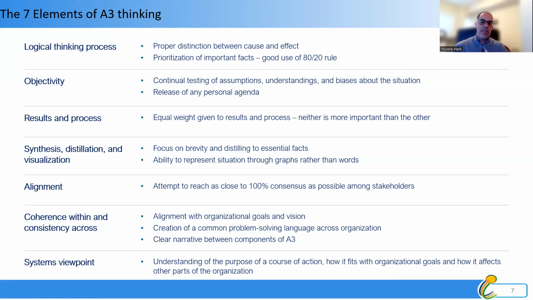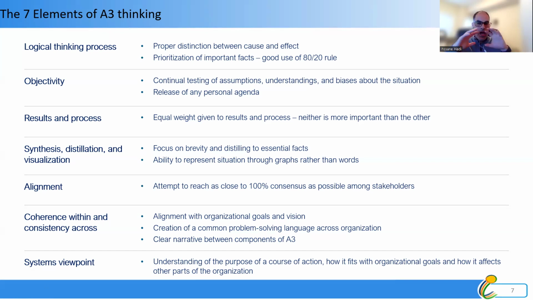The seventh and final element is synthesized viewpoint. Understanding how a course of action aligns with the organizational goal and its impact on other parts of the organization is crucial for effective decision making. So we need to make sure that for any decision we make, we take into consideration how it impacts other parts of the organization.